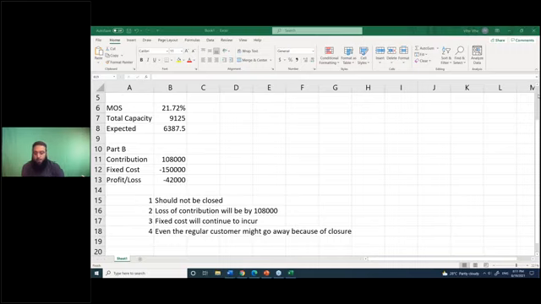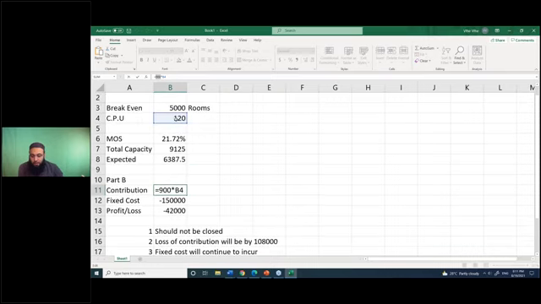How did we get 108 contribution? That's very simple, my friend. See, 900 were the expected number of people who will come to your hotel, and the rest you multiply with the contribution per unit. So that is how you got 108.